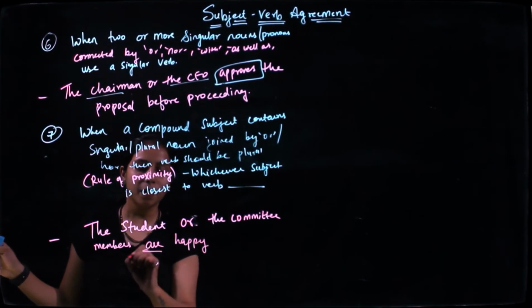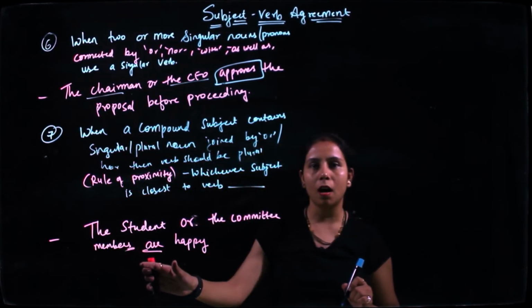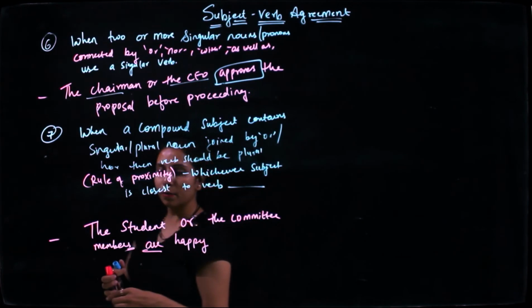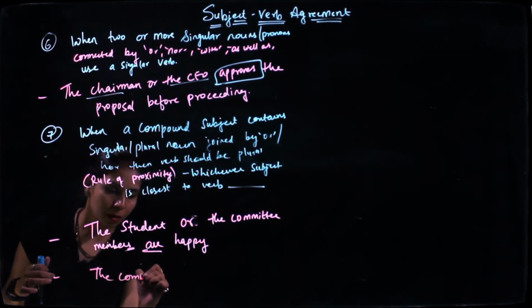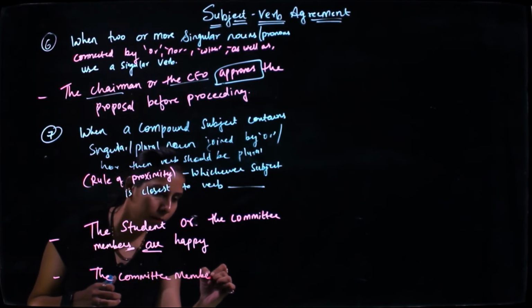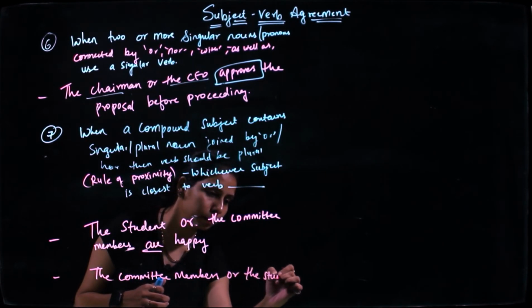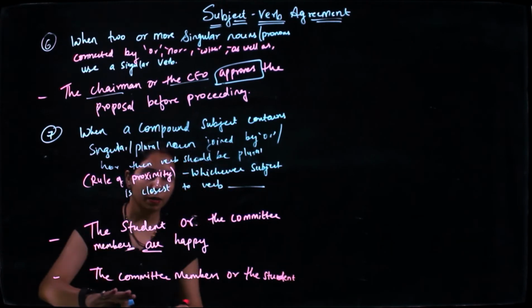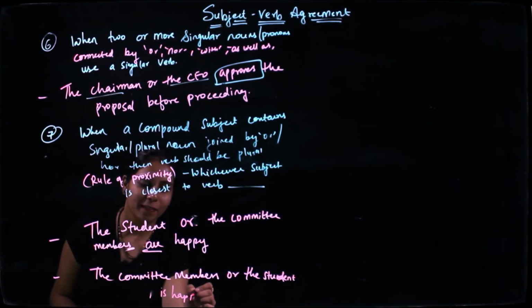Now why have I written "are"? The plural format is here, that's why I have written "are" over here. If I would write "the committee members or the student," what I would write over here is "happy."